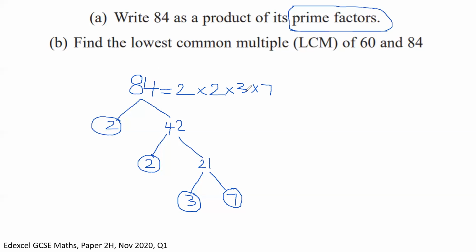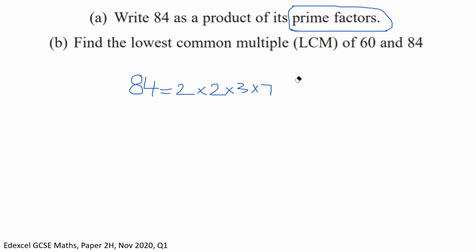Excellent. So that's question 1, part A. What about the second part? So this is where it gets a little bit more complicated. We've got to use a few more skills to figure out the answer. So what it's asking you to do is to find the lowest common multiple of 60 and 84.